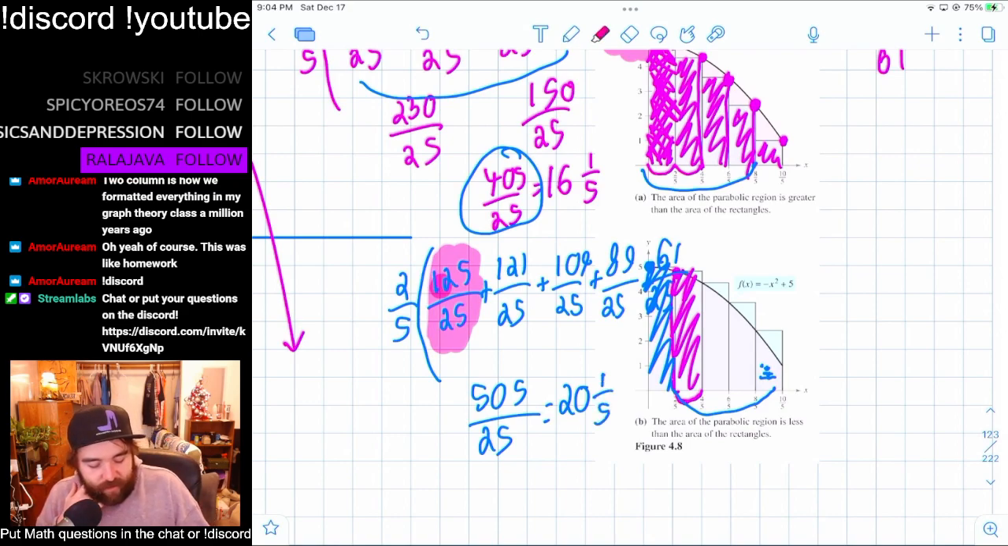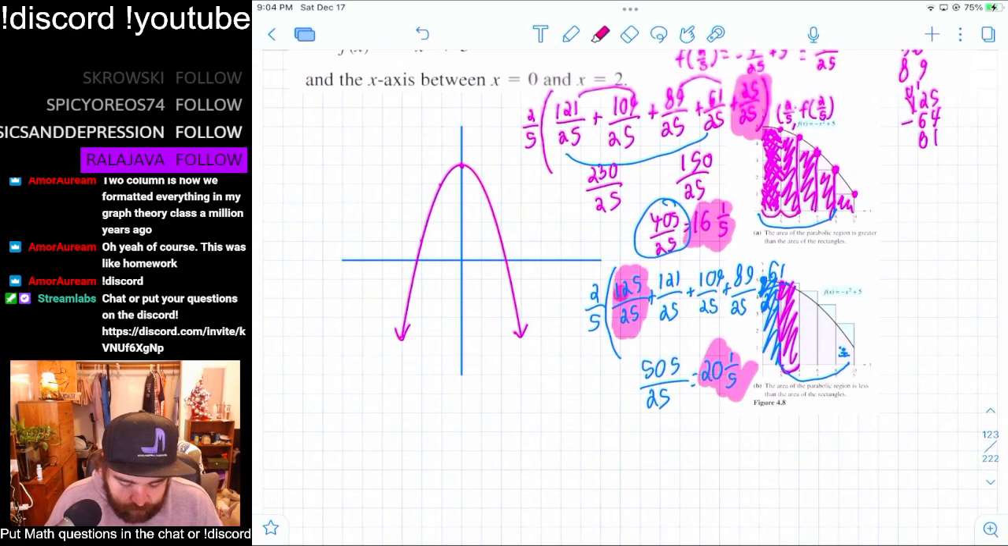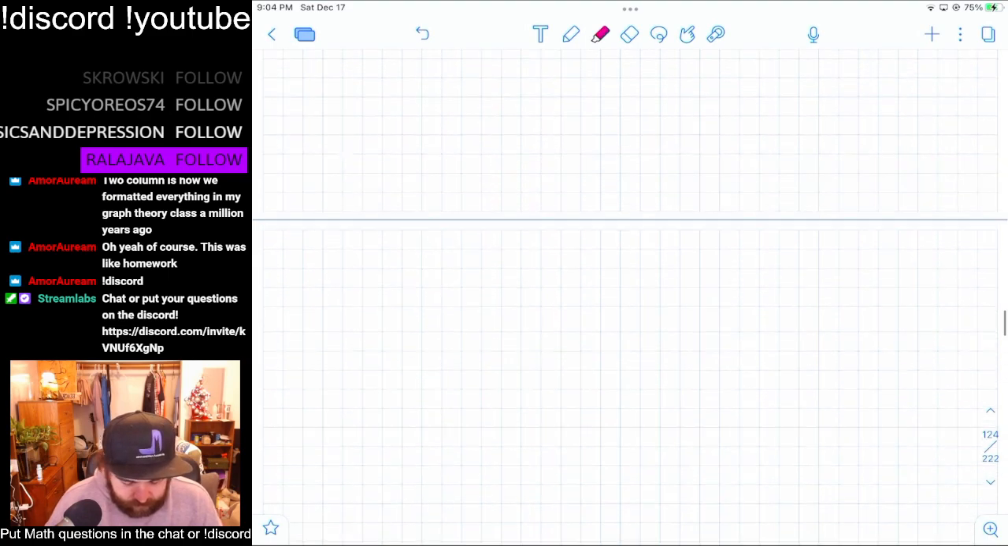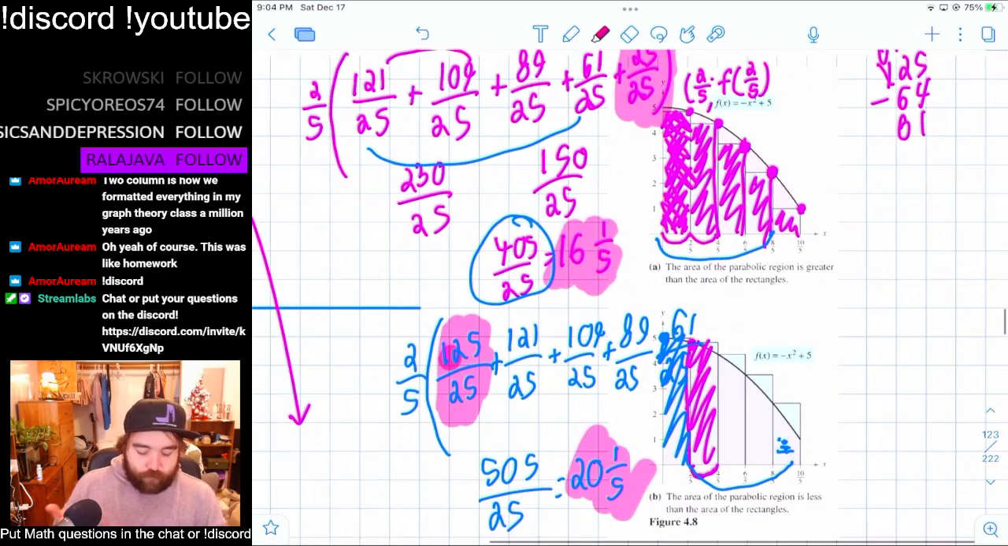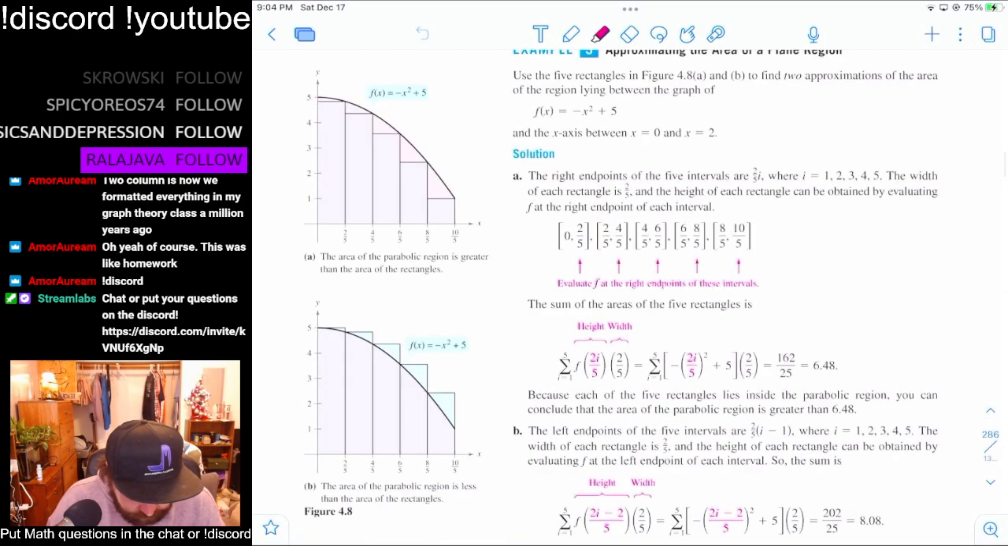So that tells us that the actual area, 16 and 1/5 was an underestimate. 20 and 1/5 was an overestimate. So that means the actual area has to be somewhere between those. Cool. And the whole idea with this that we're about to get into, I bet, is the more rectangles you use, the closer you're going to get to the actual answer. Let's look at what they did. Make sure we just did our math right.